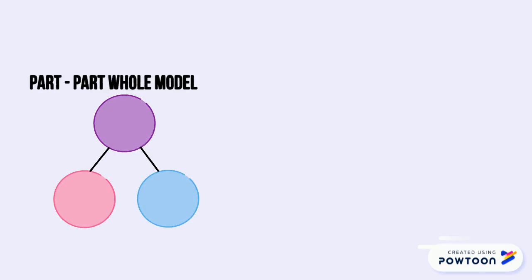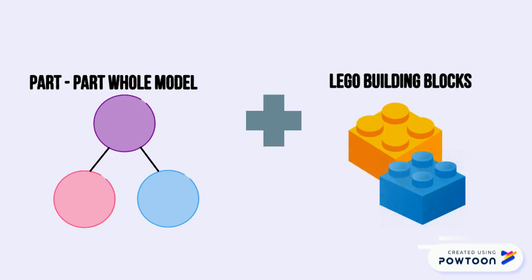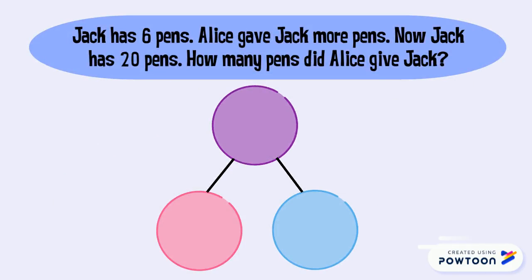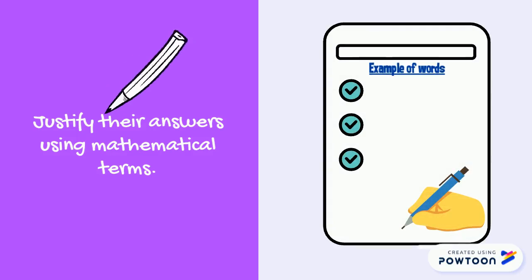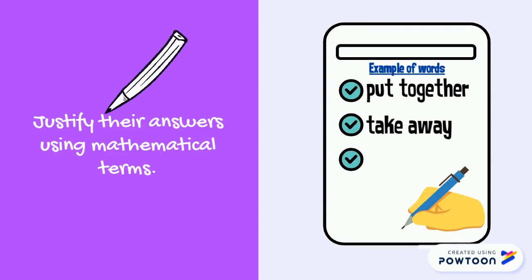For the mathematically challenged students, they will draw the part-part whole model but use the Lego building blocks to find the solution. Based on the word problem, students will first put 20 Legos on the whole plate as Jack has a total number of 20 pens. Next, students will put 6 Legos on the part plate to represent the number of pens Jack has. Now, students will have to find the number of pens Alice gave Jack. Once students have completed the activity, they will have to justify their answers using mathematical terms. These are the examples of words they can use.